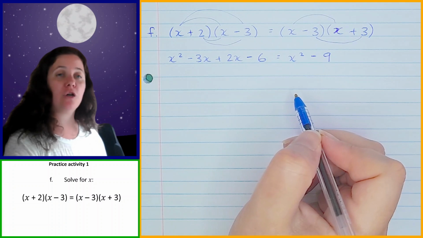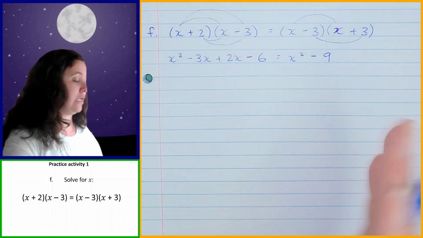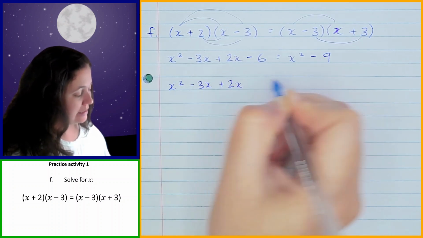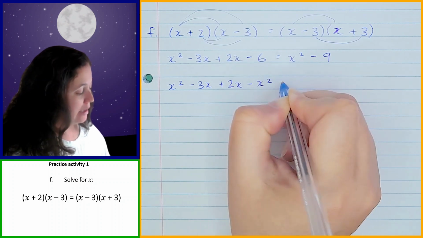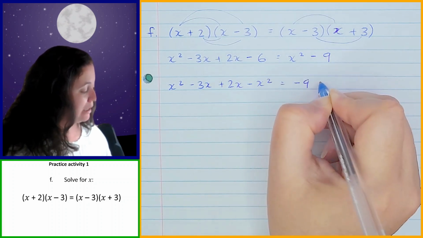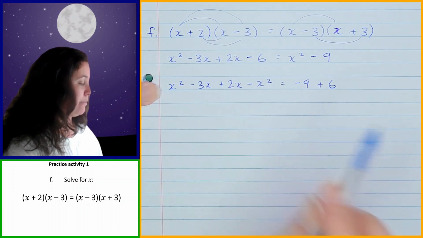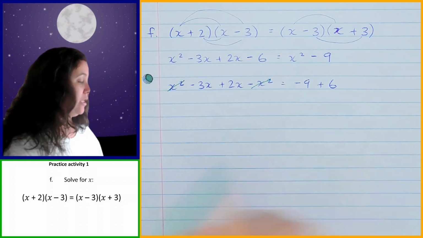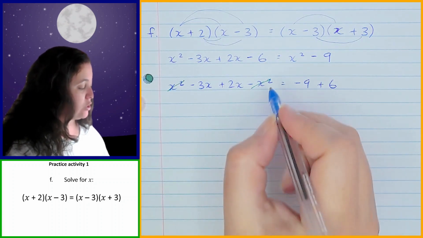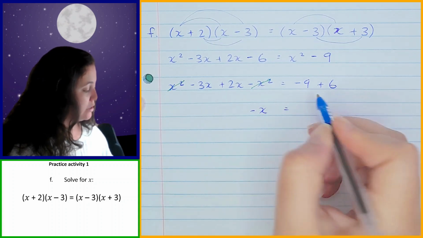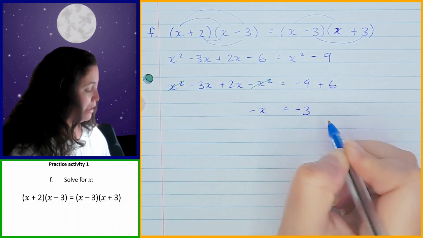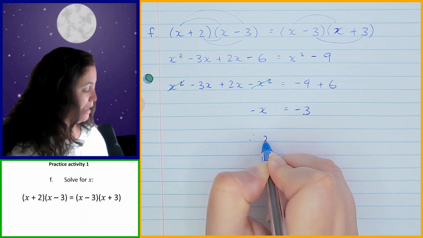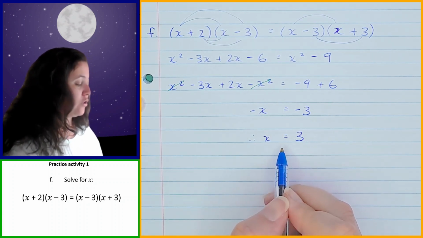Okay, so now I'm going to go and get all my x's on one side and all the constants on the other side. So I've got x squared minus 3x plus 2x and then minus x squared equals, on this side I've got negative 9 and then plus 6. Now over here, the x squared and the minus x squared are going to cancel each other out, which means you don't need to worry about x squareds in the equation. Okay, so I've got negative 3x plus 2x, that is negative x, equals negative 9 plus 6 is negative 3, and then I can get rid of that negative by dividing by negative 1 on both sides, and that gives me x equals 3. So that's what you should have got for question F.